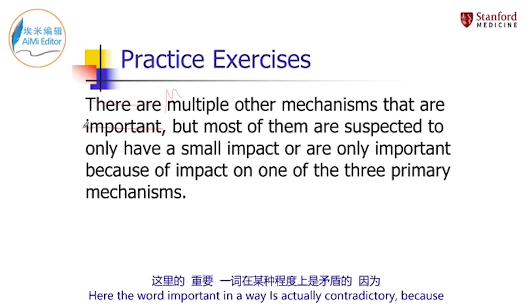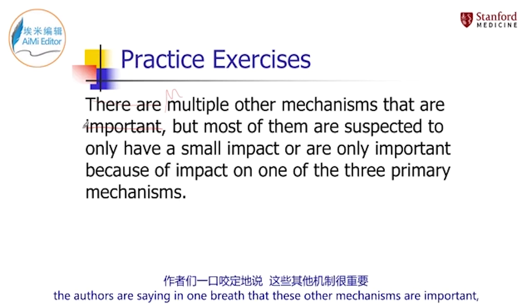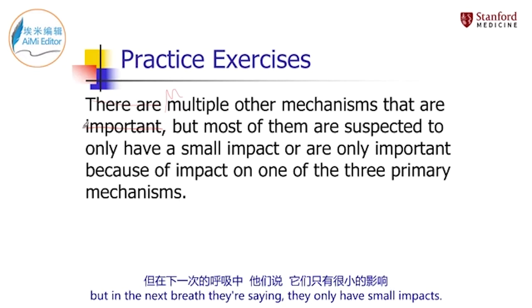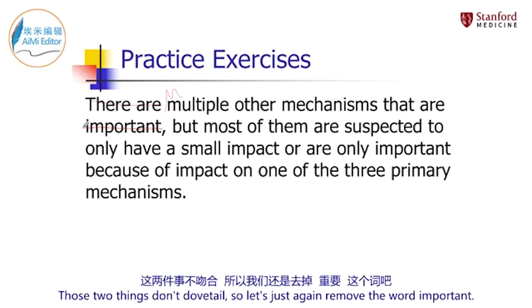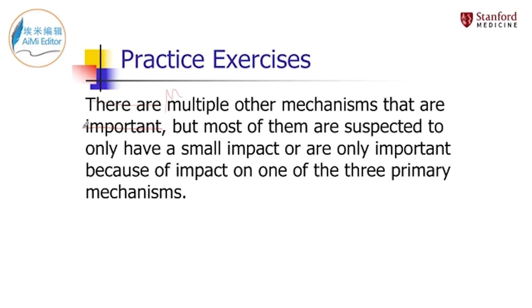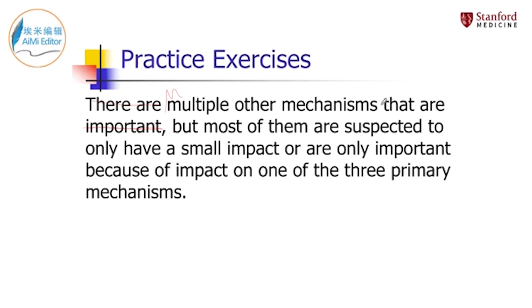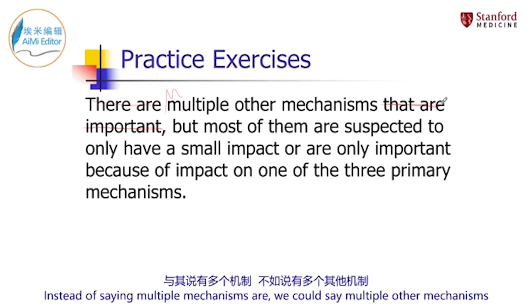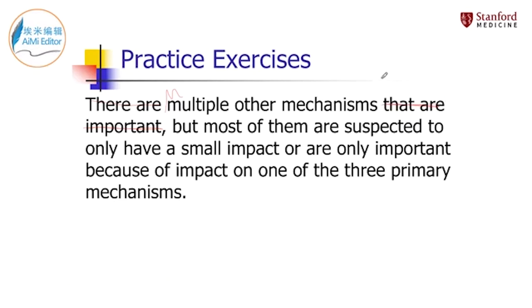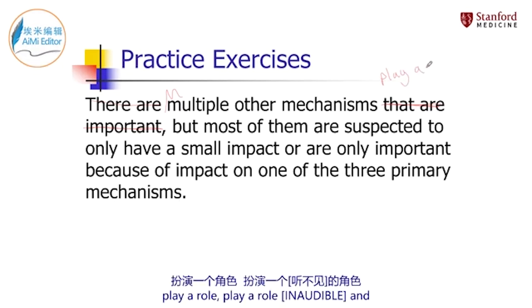Here, the word important in a way is actually contradictory because the authors are saying in one breath that these other mechanisms are important, but then in the next breath, they're saying, oh, they only have small impacts. Those two things don't dovetail. So let's just, again, remove the word important. I also want to get rid of this boring to-be verb, the "are" here. Instead of saying "multiple other mechanisms are," we could say "multiple other mechanisms play a role in this."